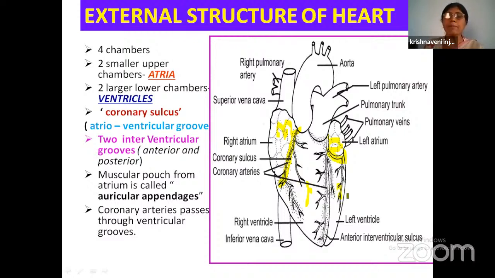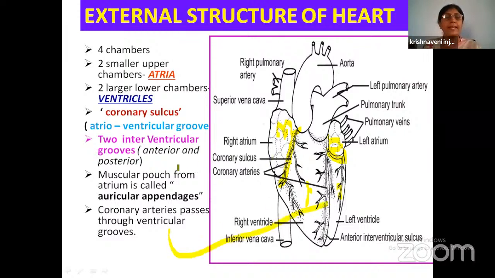Next, these are the ventricles. Ventricles are also separated by one septum-like structure. Groove-like structure is there. Now we are observing external side. So external side we are able to watch just like a groove. Groove means that is a depression-like.